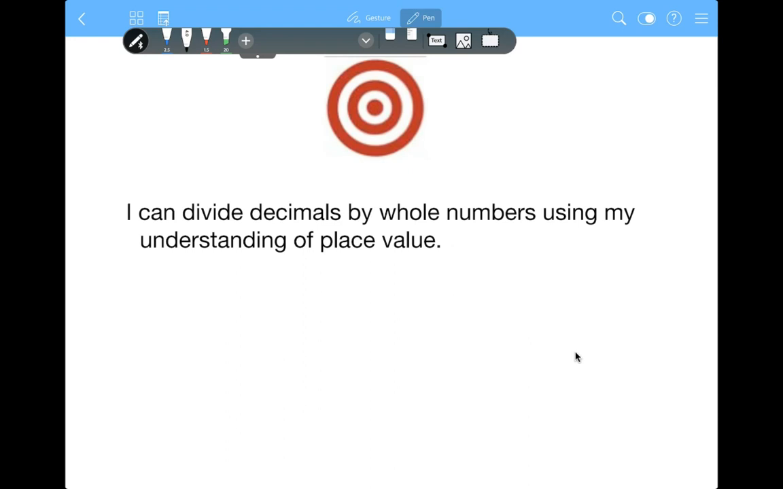Good morning, fifth grade. Today we are on Module 1, Lesson 13. Our learning target today is I can divide decimals by whole numbers using my understanding of place value.